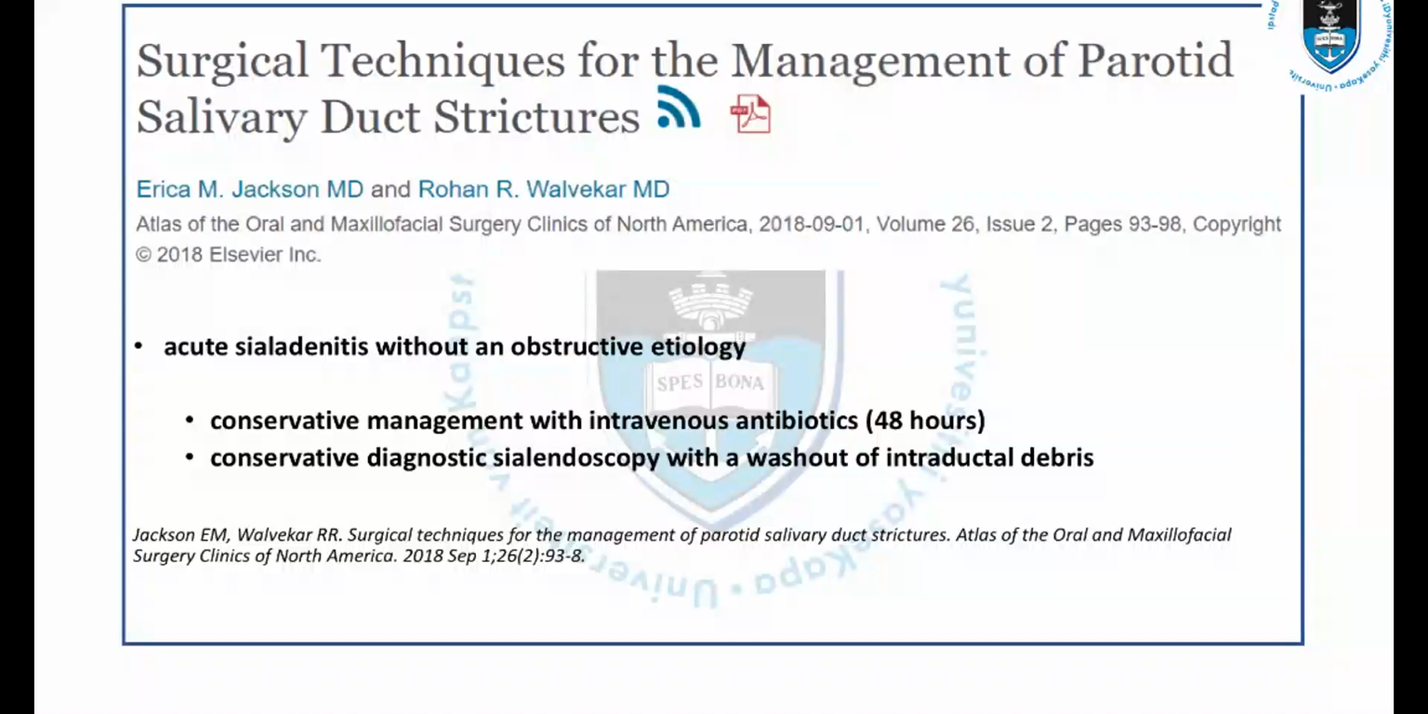In cases of acute sialadenitis without an obstructive etiology, such as in acute or chronic parotitis or in juvenile recurrent parotitis, Jackson and Walvekar have observed in practice that in patients in whom conservative management with intravenous antibiotics has not helped in reducing or resolving symptoms within 48 hours, a conservative diagnostic sialendoscopy with a washout of intraductal debris can provide symptomatic relief to patients.